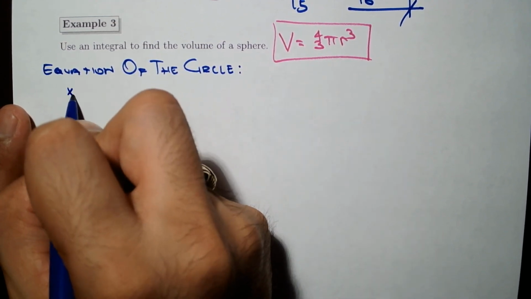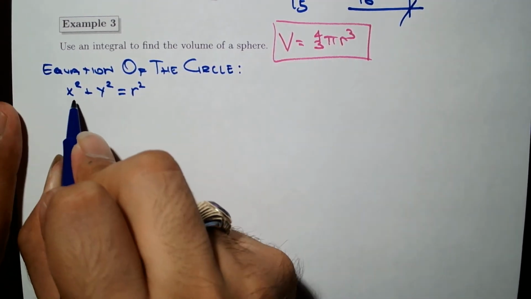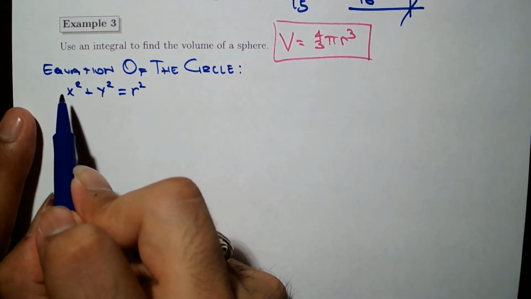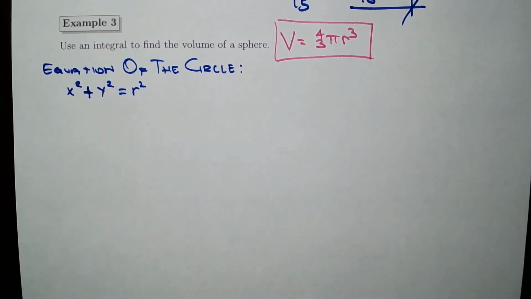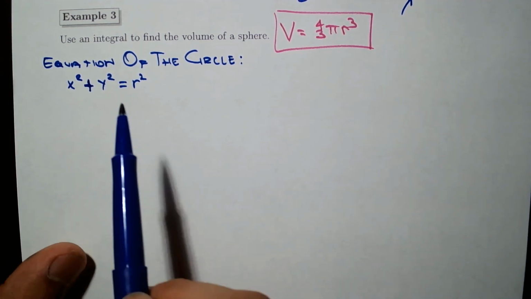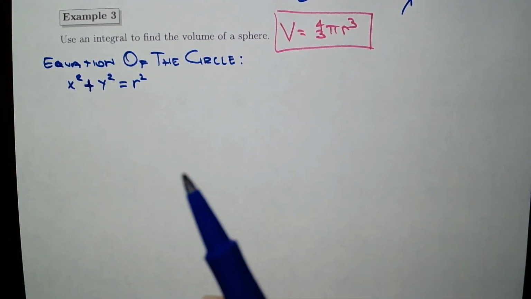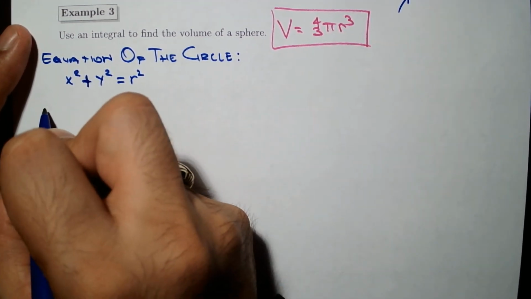Which is given by x squared plus y squared equals r squared. Of course, there's the shifted version, like (x minus h) squared plus (y minus k) squared, but we are going to make this as simple as possible so the calculations do not get very weird. So I'm going to solve for y.